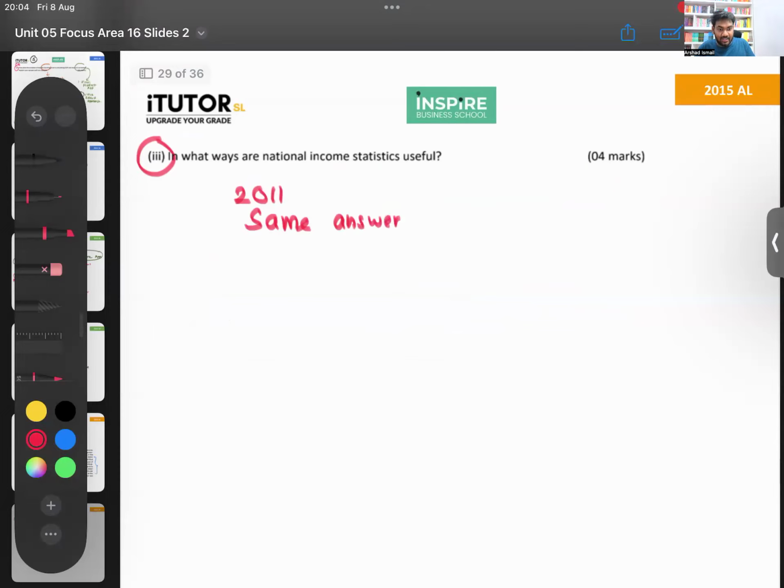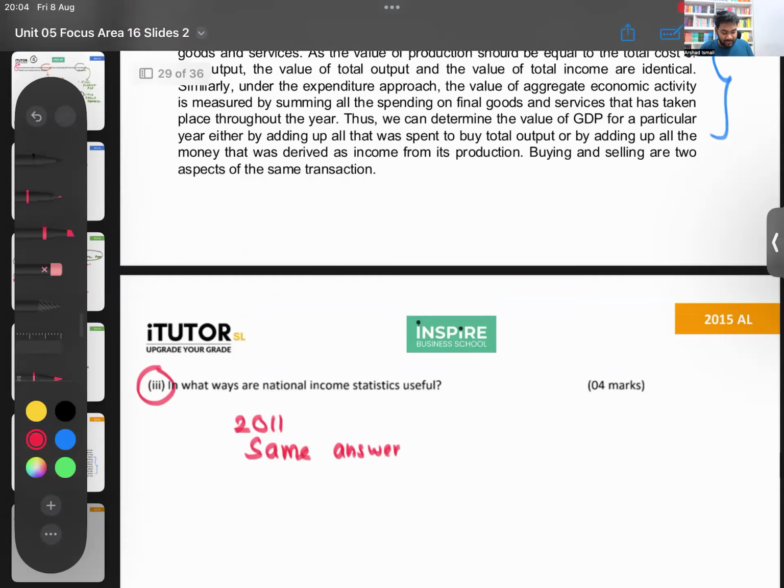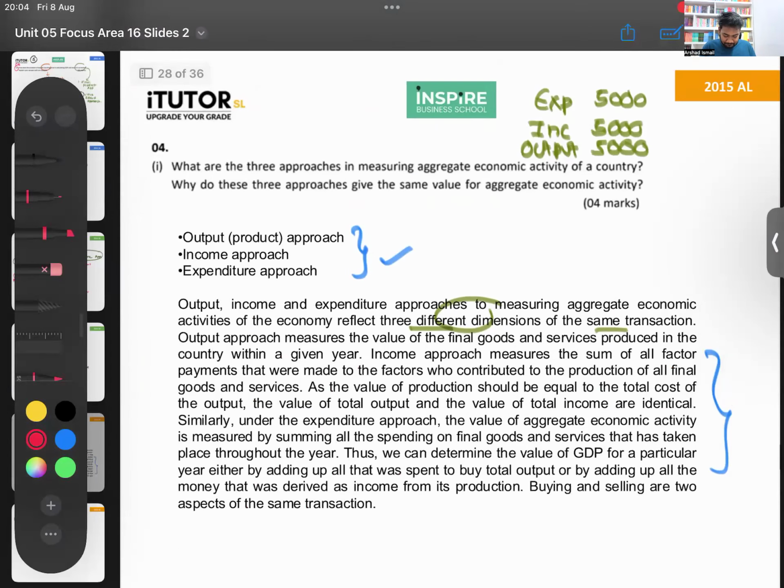Sometimes we don't get the output for the expenditure we make. That happens, then inventories and all get adjusted. That's the part there. I guess that's the 2015 A level paper.